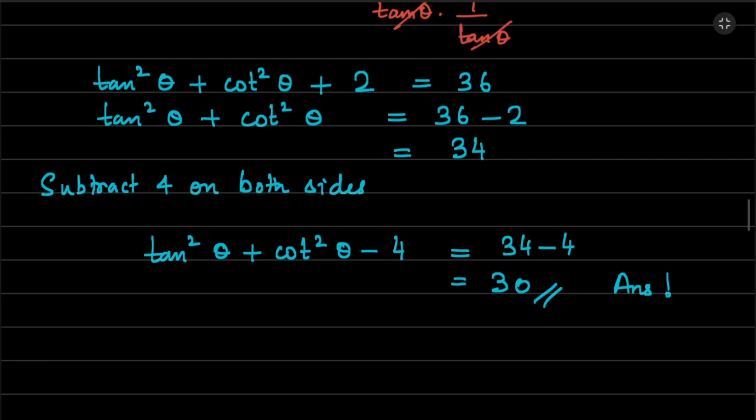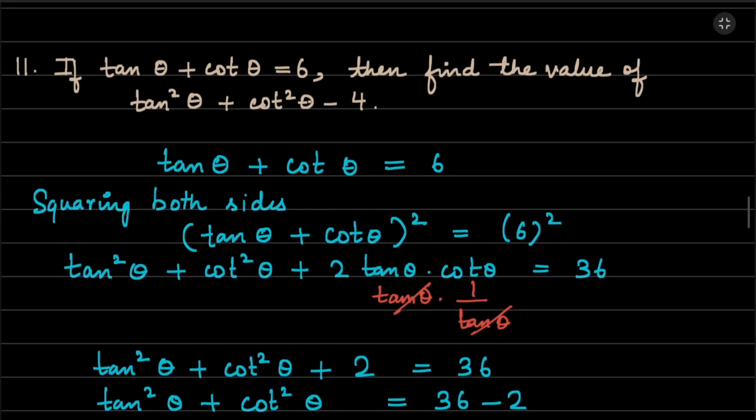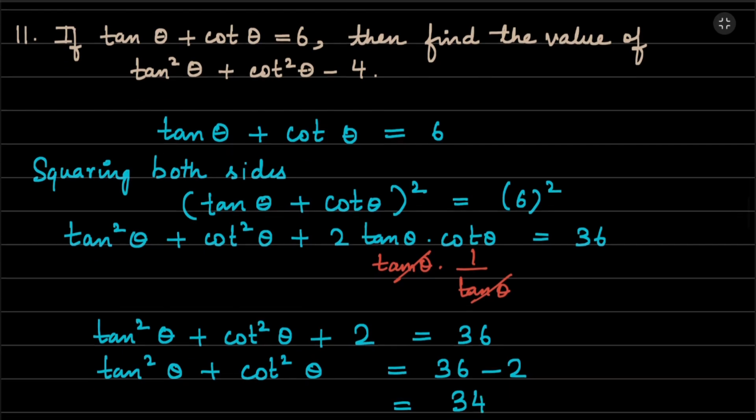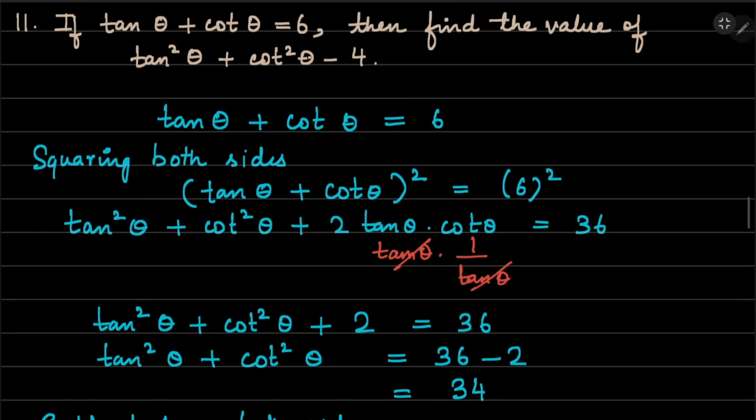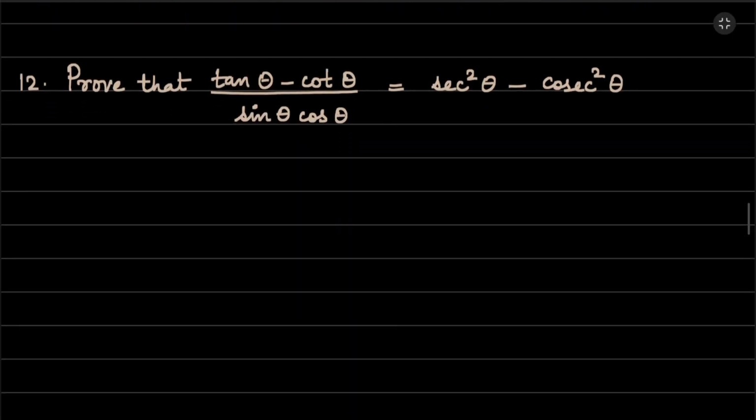Okay. So that's it. It's very easy. I think both the 10th and the 11th question were of a very similar kind. Right. So the minute you see something of the form, say a plus b, and you're asked a square plus b square, immediately squaring is one of the best options to go about. Let's move on to the next question. Here, prove that (tan minus cot) divided by (sine into cos) equal to secant square minus cosecant square. Very, very good question. Very important question as well.